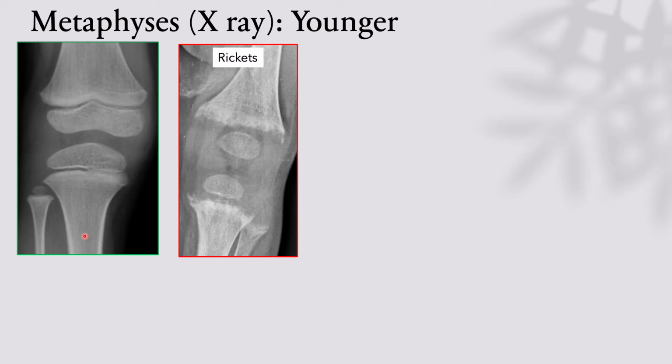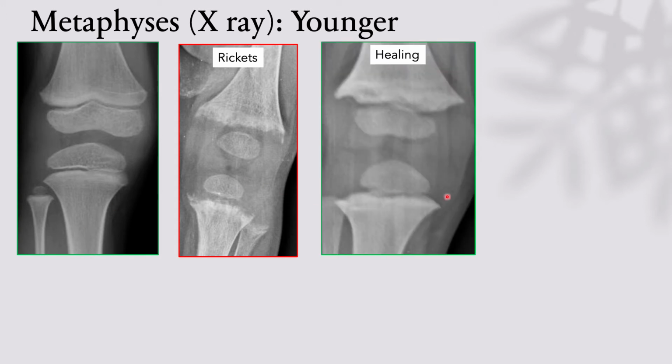The first and most common thing that we see is when you see diffuse fraying and splaying of the metaphyses, and you see that pretty commonly, unfortunately, in our country in a condition called rickets or vitamin D deficiency. Another thing that we often see in these patients is healing rickets, fortunately, and so we see more sclerosis along those areas where there was fraying.